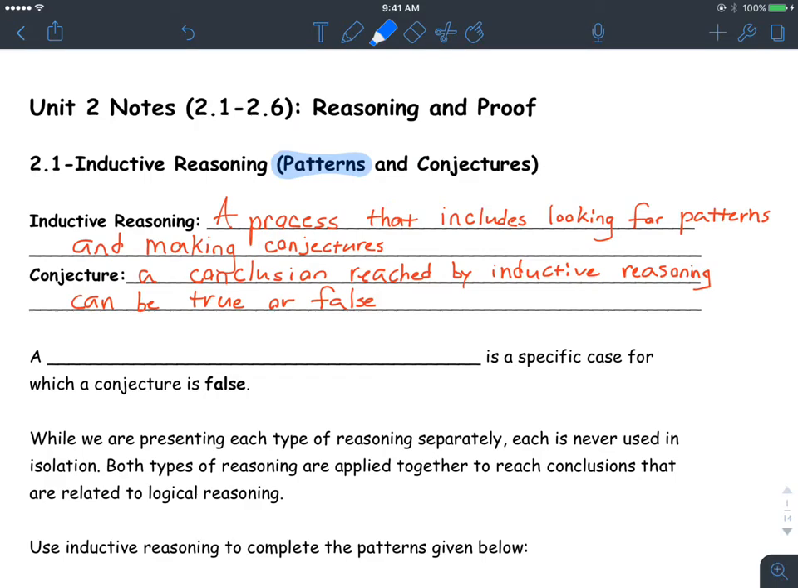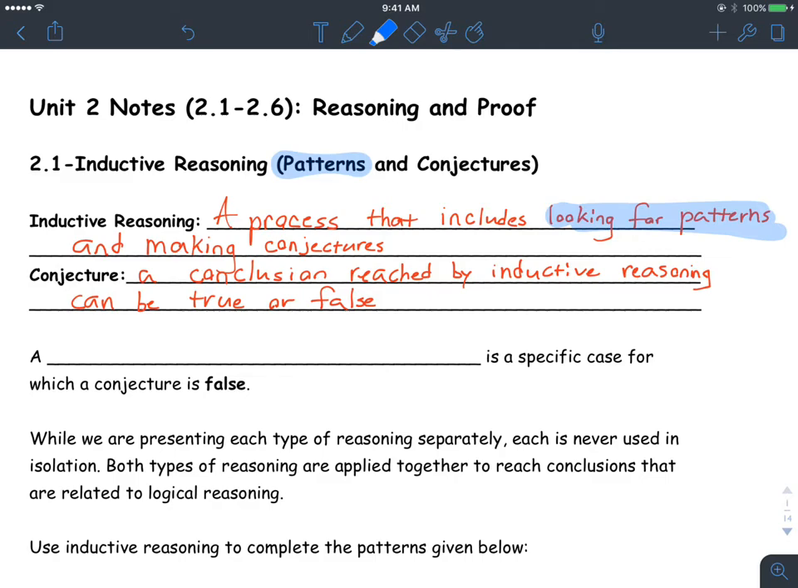Now you might want to take a second to pause the video, kind of get some of the vocab down. This is the same definitions that are on the notes that are online here. So anyways, you got a second to pause, and here we go. Now you got inductive reasoning. That is a process that includes looking for patterns. That's the key thing for inductive reasoning.